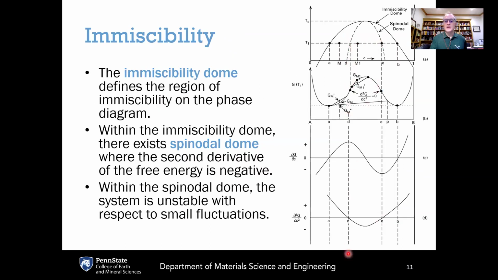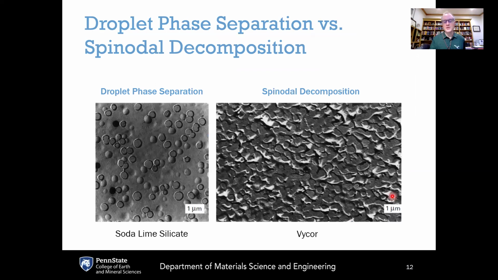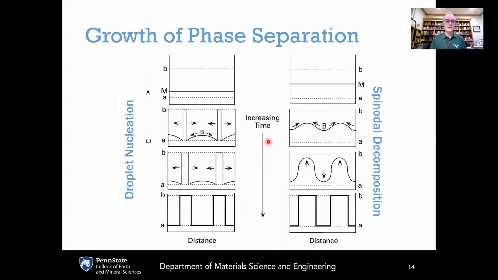Within this spinodal dome, the second derivative is negative, which means that spinodal decomposition happens within that dome because of the negative curvature. On the other hand, where we have positive curvature inside the immiscibility dome, this is where we have droplet nucleation, because the system is stable with respect to minor fluctuations. What this means is that for droplet phase separation, there's always a very well-defined boundary between the two phases because of this local stability with respect to those fluctuations. Whereas with spinodal decomposition, the phase separation gradually emerges as a continual process, with a rather diffuse boundary between the two different phases. And that's because of the lack of stability with respect to minor fluctuations.